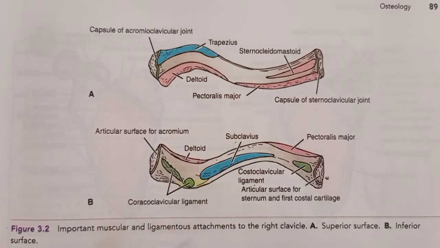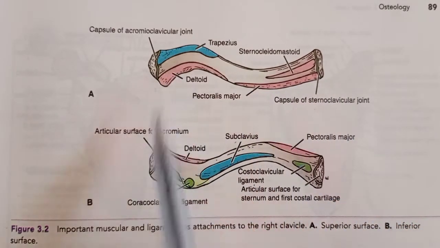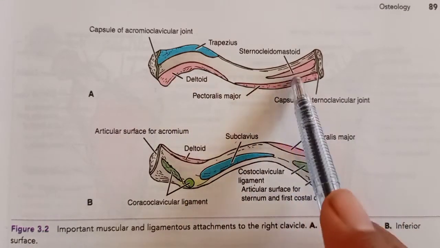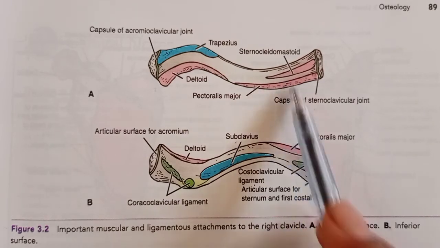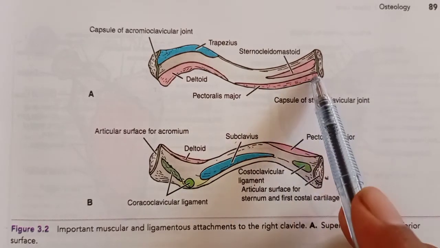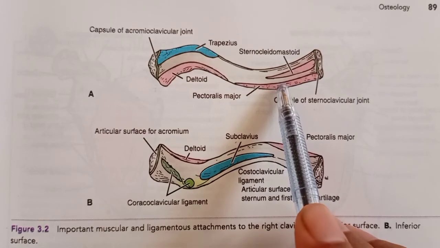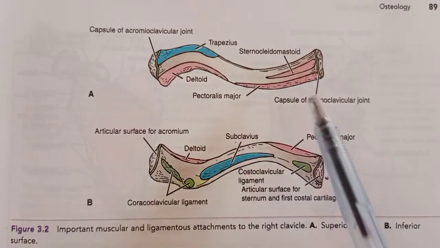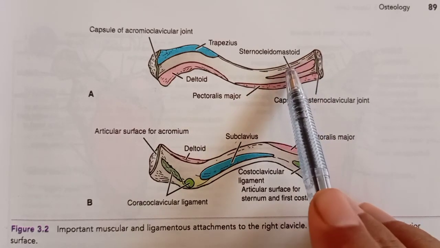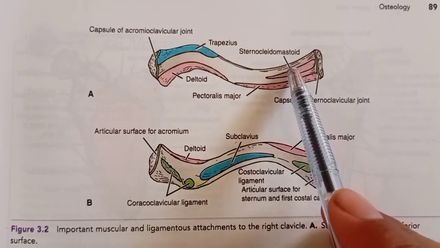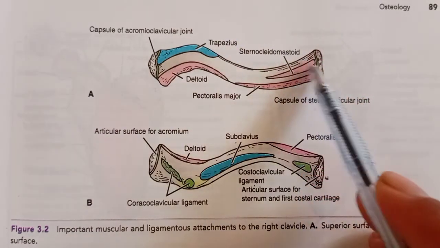Further, if we talk about the muscles attached here, on the anterior surface the first one is pectoralis major, the pectoral muscle toward the front side. This is the attachment site for the clavicular head of pectoralis major. Here on the superior surface, the sternocleidomastoid muscle is also attached. It originates from the back side of the head and is attached to the clavicle.